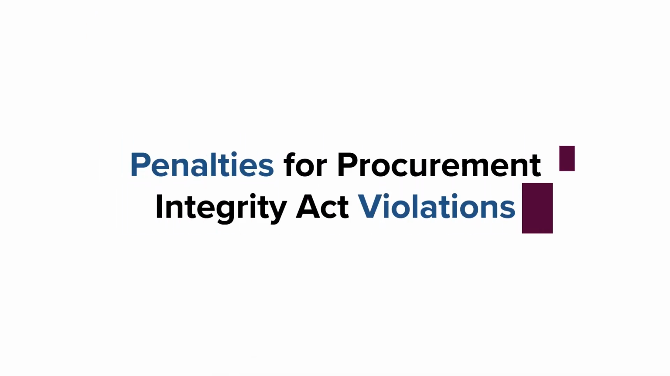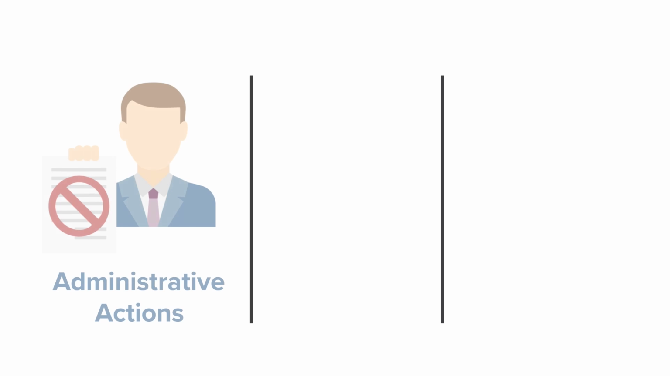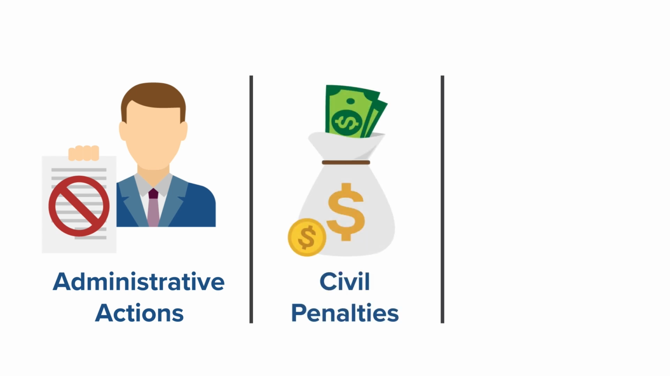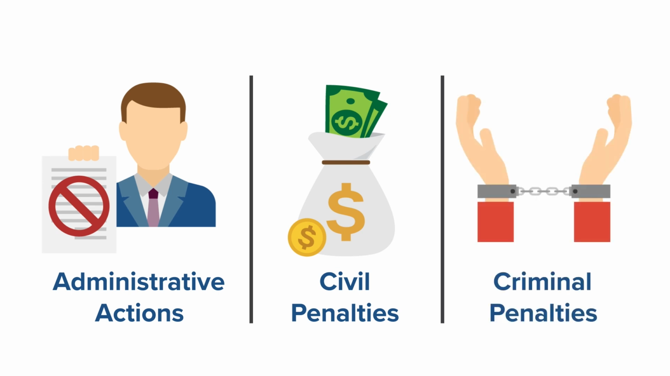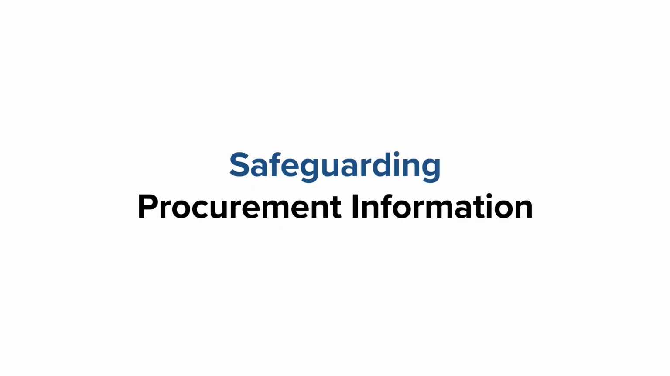Penalties for Procurement Integrity Act violations. There are consequences for violating procurement integrity that range from administrative actions like canceling the procurement, rescinding an awarded contract, initiating suspensions and debarment for contractors, or adverse personnel action for federal employees, to civil penalties, which include fines, and up to criminal penalties for disclosing or exchanging information for something of value to allow anyone to obtain a competitive advantage. Safeguarding procurement information. If you're watching this video, all this applies to you.